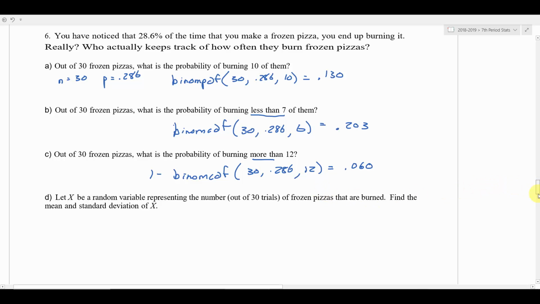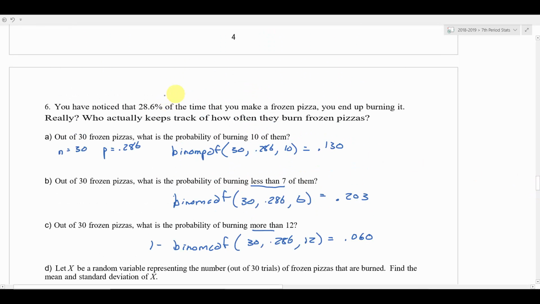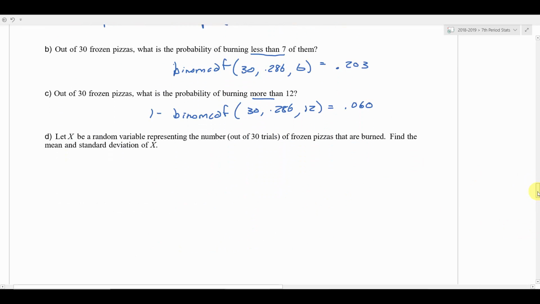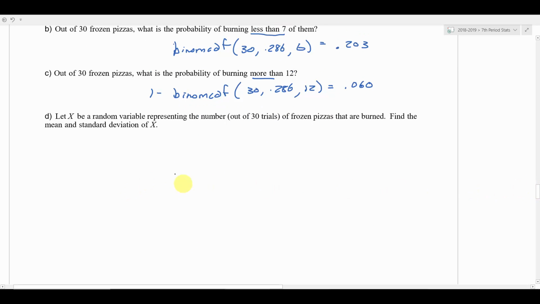Most likely, I don't understand who's burning 28.6% of their pizzas, and it's crazy. You'd think you would figure it out, especially after 30 trials.